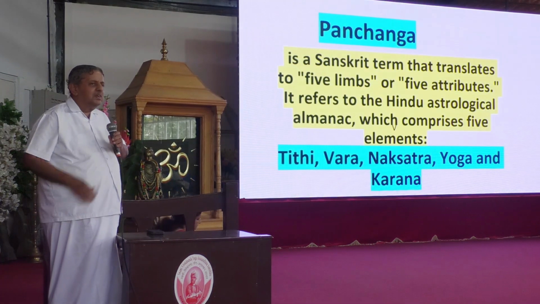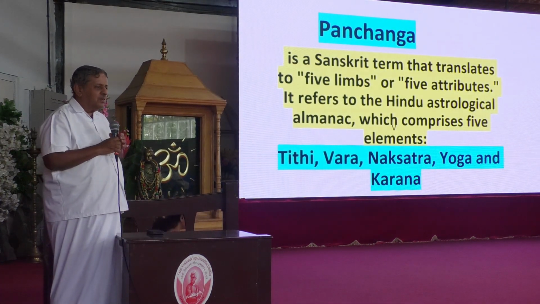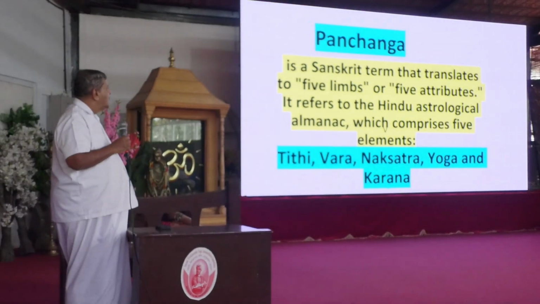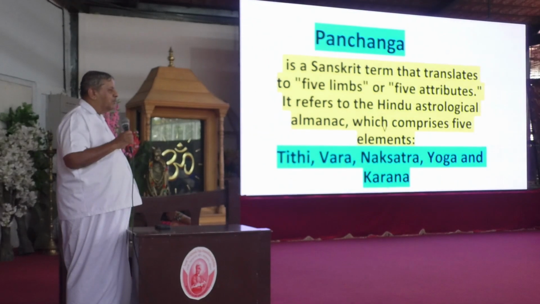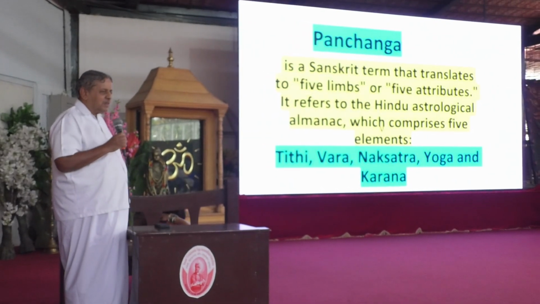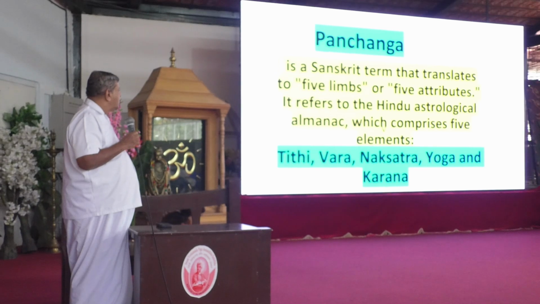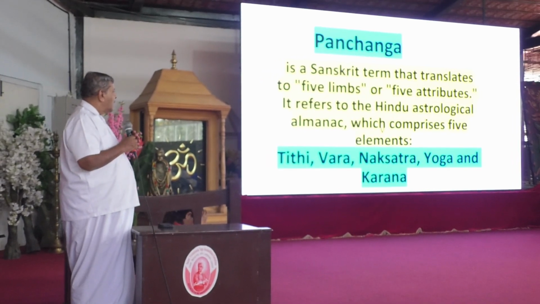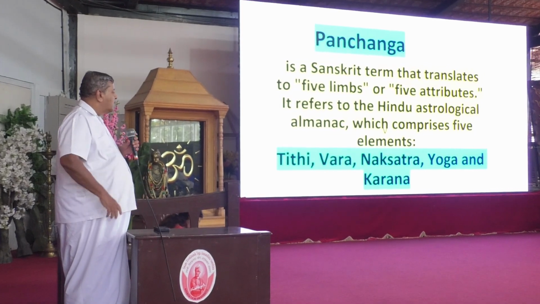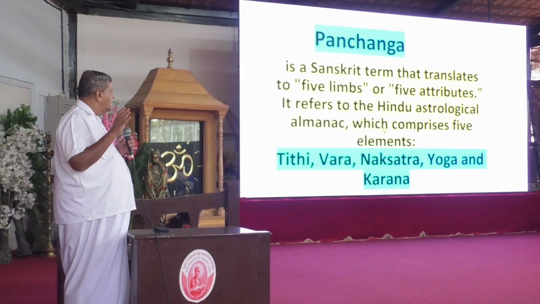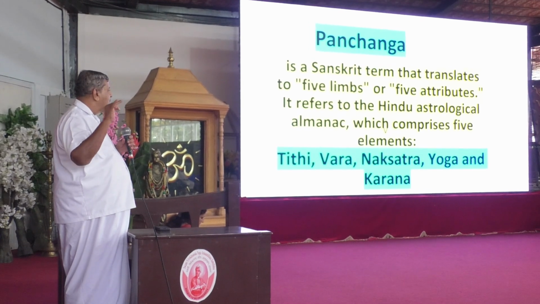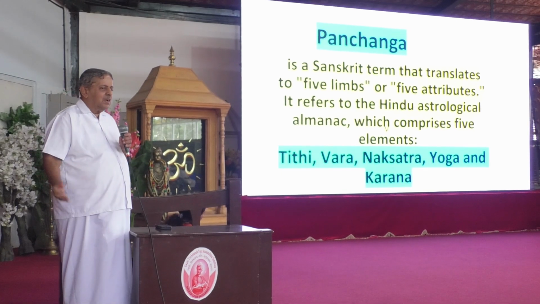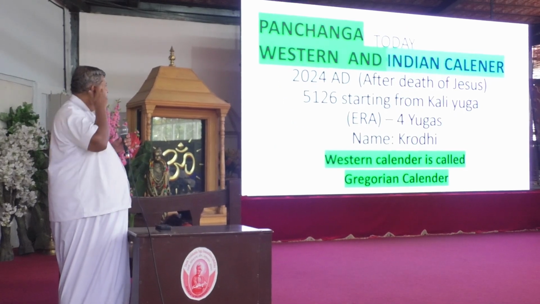We will refresh the meaning of our Panchanga today. You know, Panchanga has 5 dimensions, 5 limbs. Just like Ashtanga of Patanjali, Panchanga has 5 limbs. It refers to the Hindu astrological almanac. What are the 5 elements we have? Tithi, Vara, Nakshatra, Yoga and Karana. These are the 5 aspects of the Panchanga that we have.